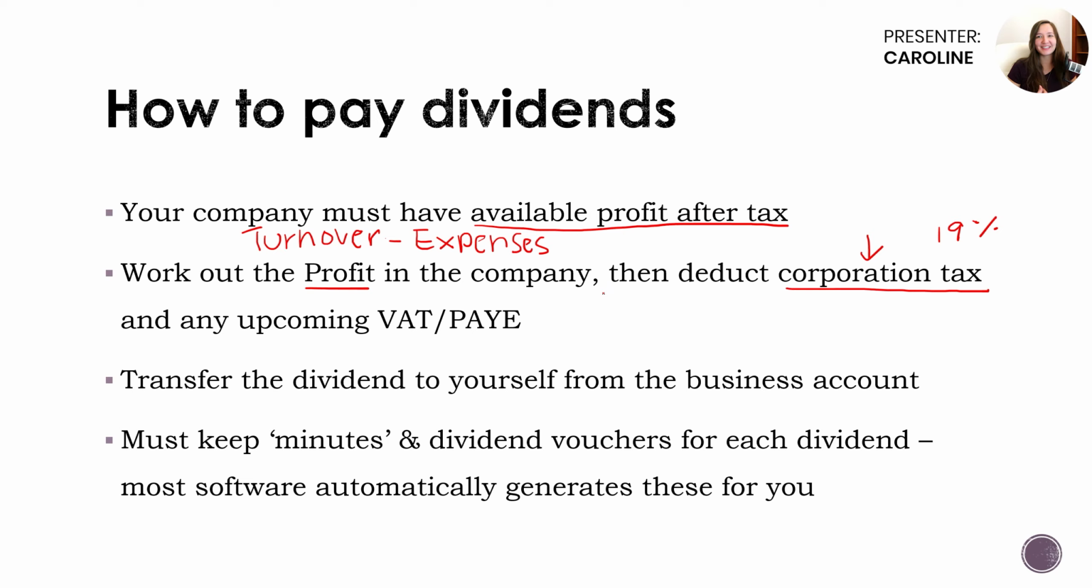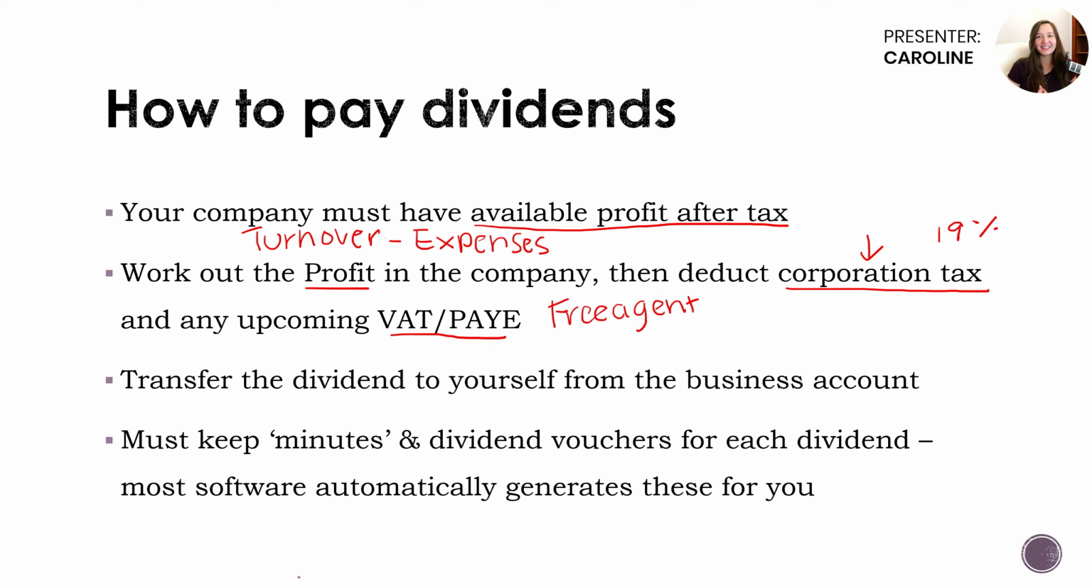So a lot of software, for example, Free Agent, will automatically track this for you as the software is updated. So when you add in your invoices, when you add in your out-of-pocket expenses, and when you add in your bank transactions and explain them correctly, the main page of Free Agent will show you the available dividends in the company and make sure there's always enough money in the business bank account for taxes. So once you work that out, you can transfer any amount from that available profit figure to yourself as a dividend. And you would do that by just setting up a transfer from your business bank account to your personal account.